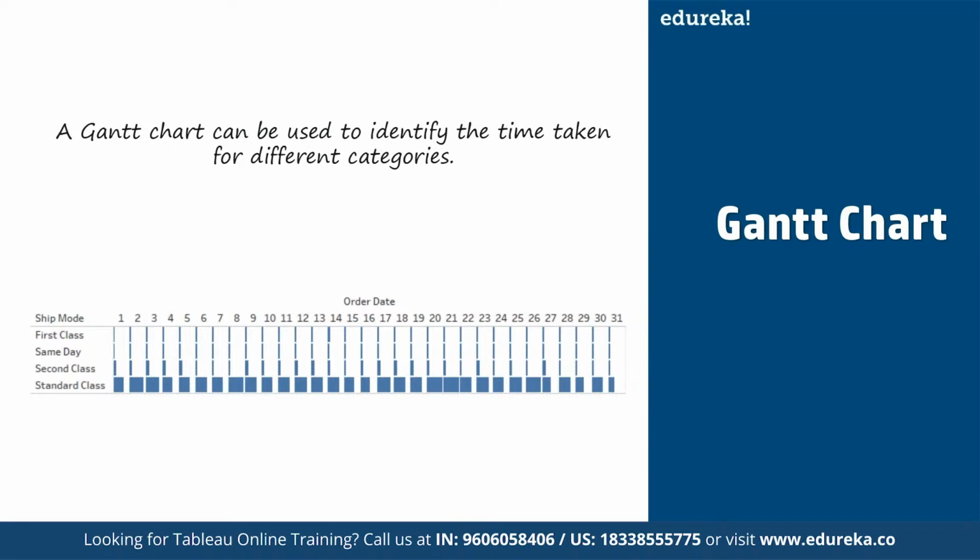Some timelines also should be set, right? We can't take our own sweet time to complete our work. We have a schedule to meet. We have a deadline to meet. Schedule is given. So that is a Gantt chart.